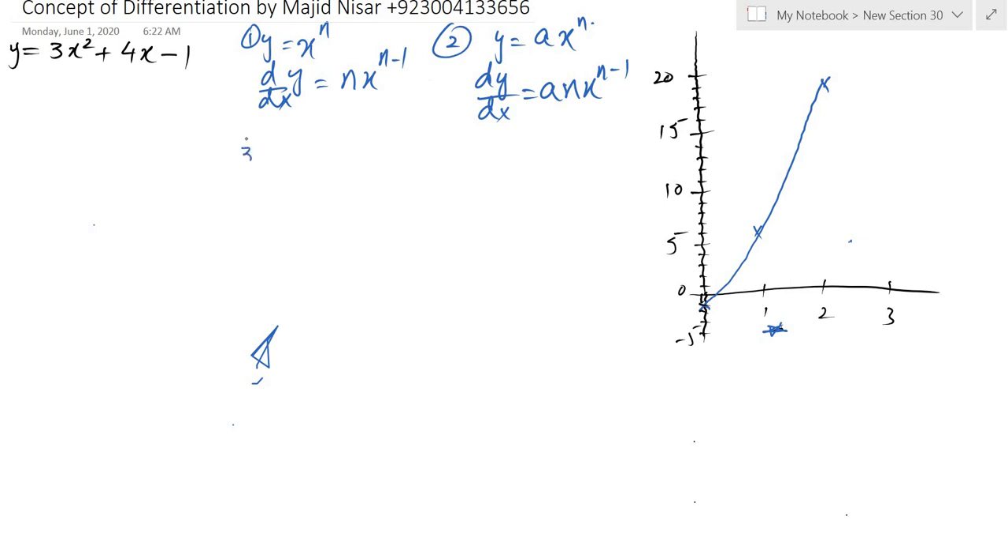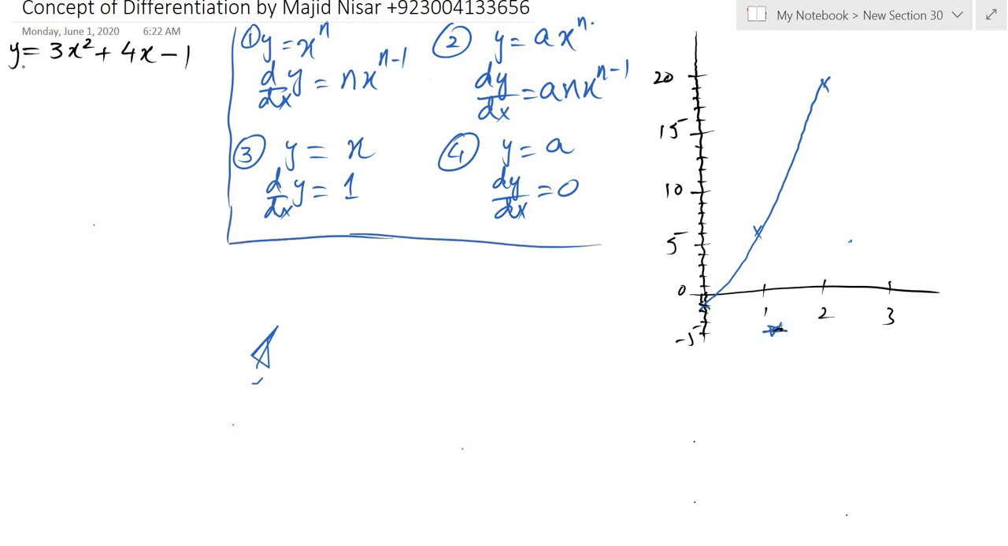Now third, if y is equal to x, what will be the derivative of y with respect to x, that is dy over dx? It will be 1. Fourth, if there is a constant, let y be equal to any constant a, its derivative will be 0.